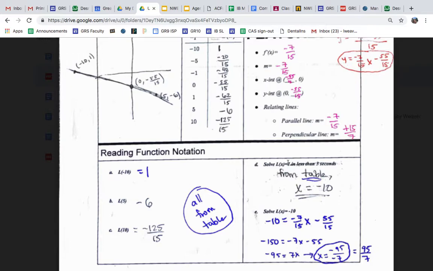When is the y value equal to 1? If I scroll down my table here, the y value is equal to 1 when x is equal to negative 10. And then solve, set negative 10 equal to your equation, clear your fraction, and manipulate to one side, and you should end up getting 95 over 7. So those are some hints to puzzle number 3.